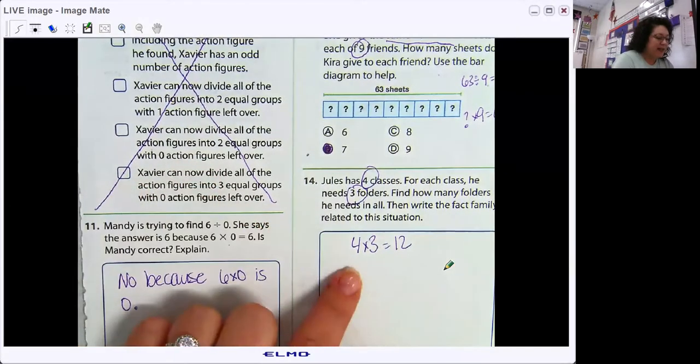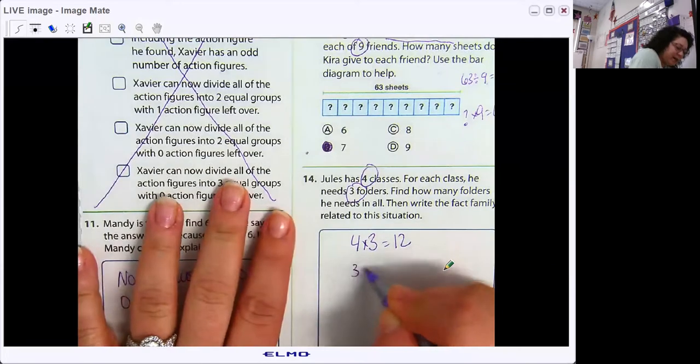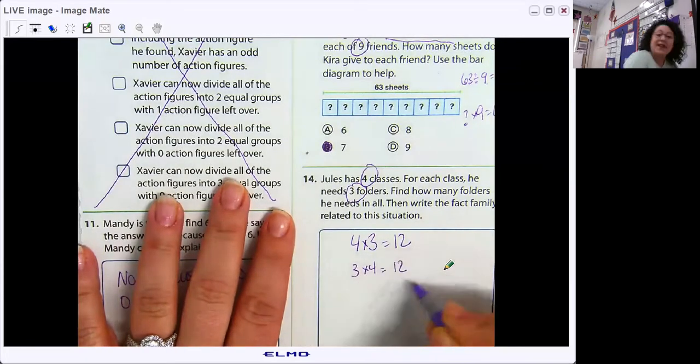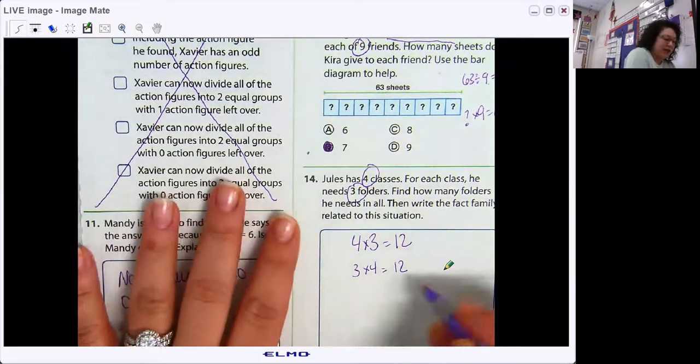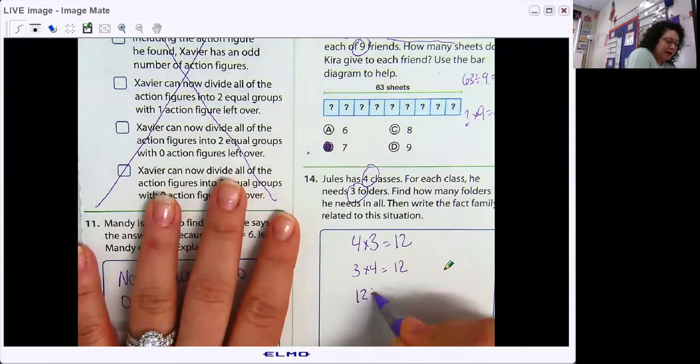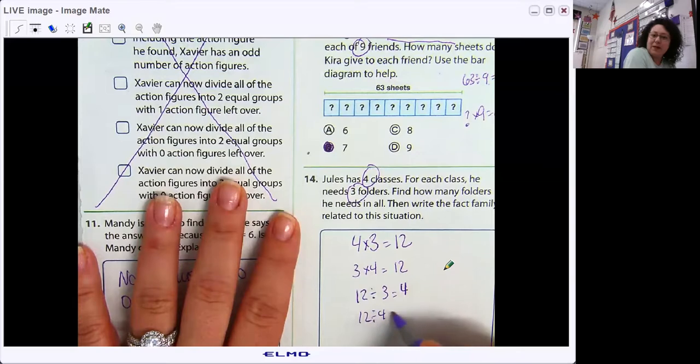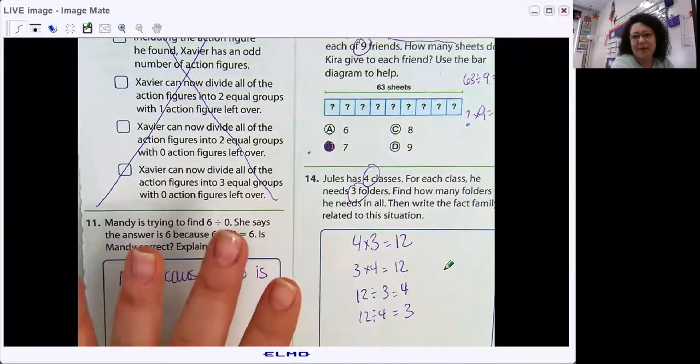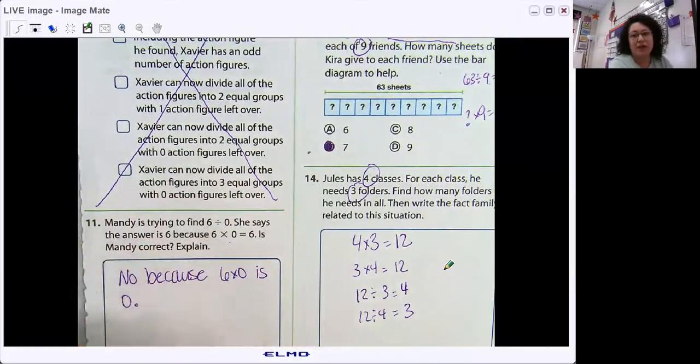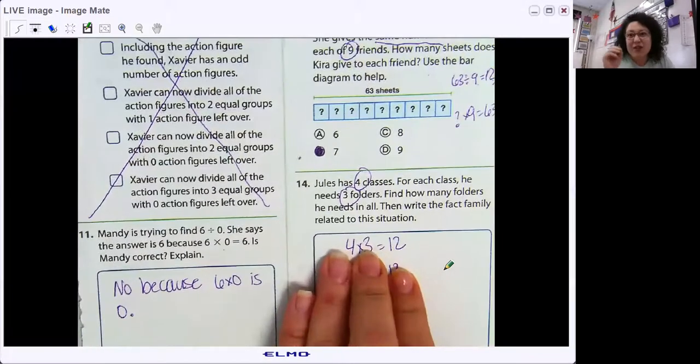And then it says the fact family. Well, 3 times 4 is 12. And then I work backwards because I need my 2 division. 12 divided by 3 equals 4. 12 divided by 4 equals 3. If you forgot to write the fact families, that's fine. You don't have to mark it wrong. If you got that, you can still get a star.